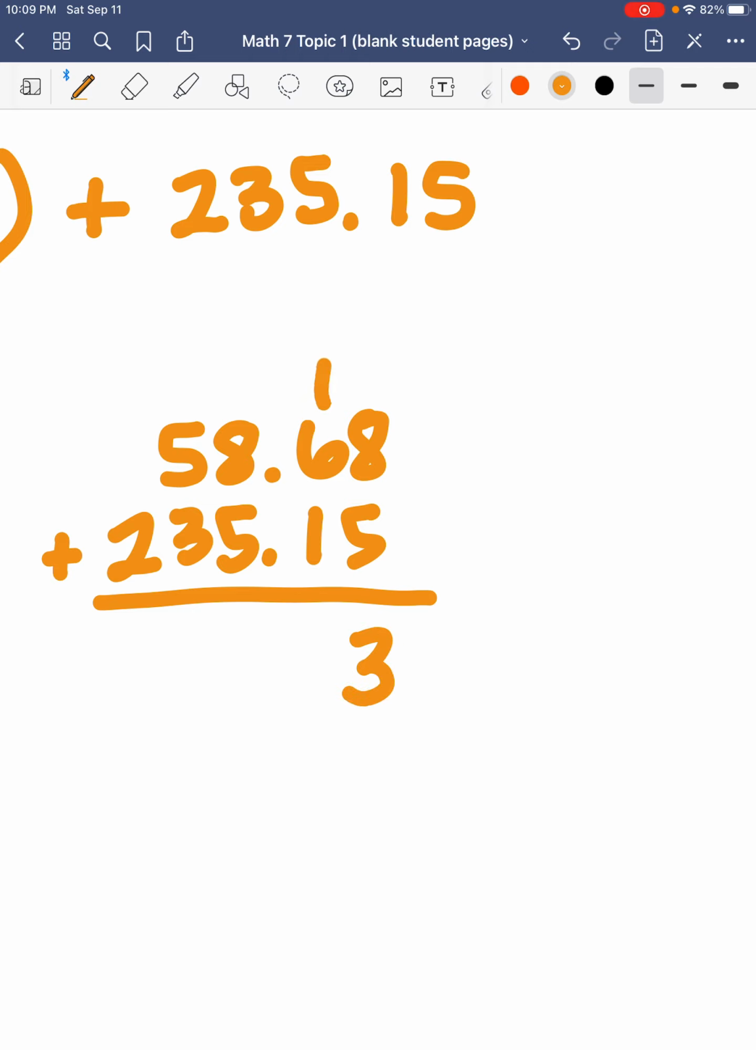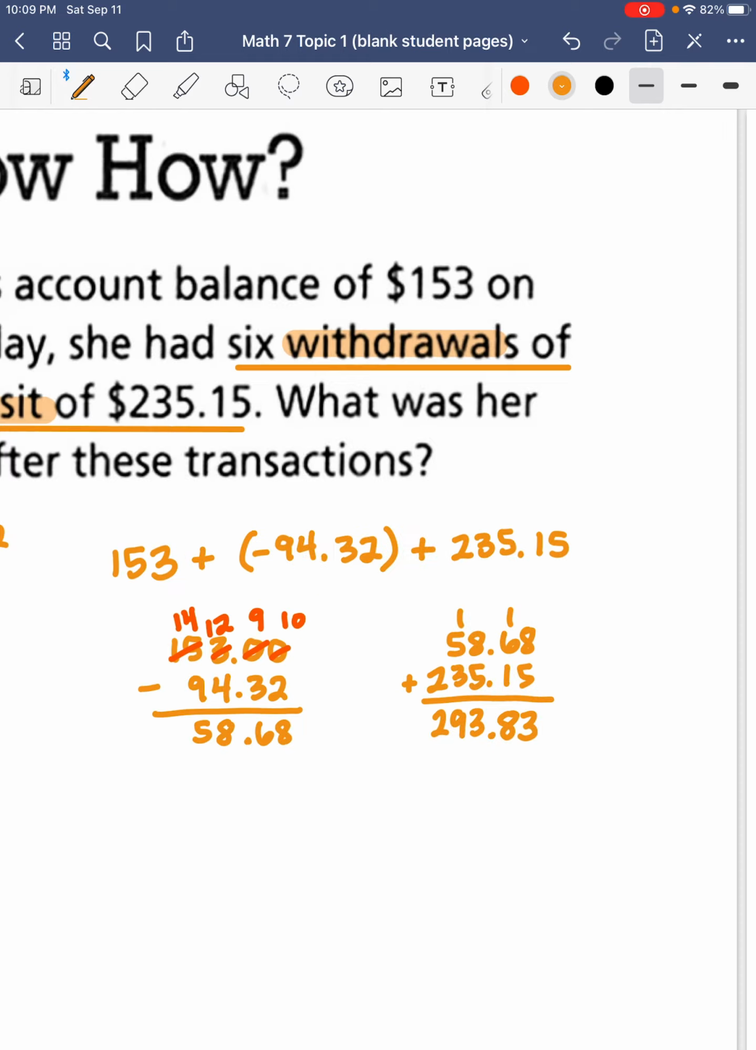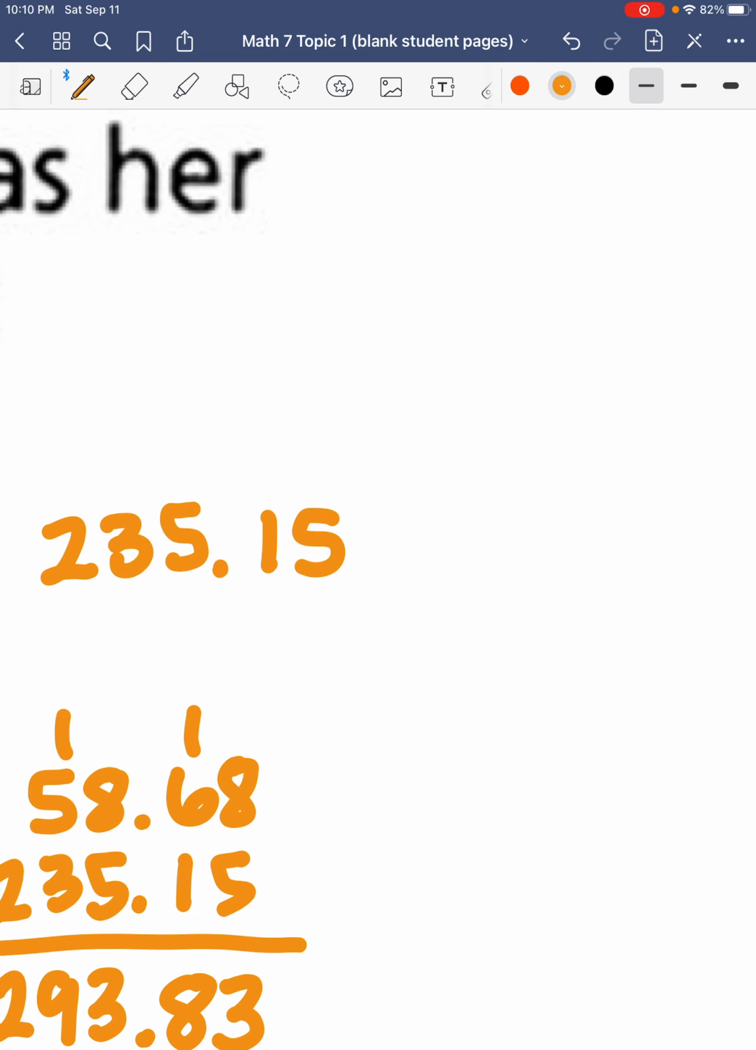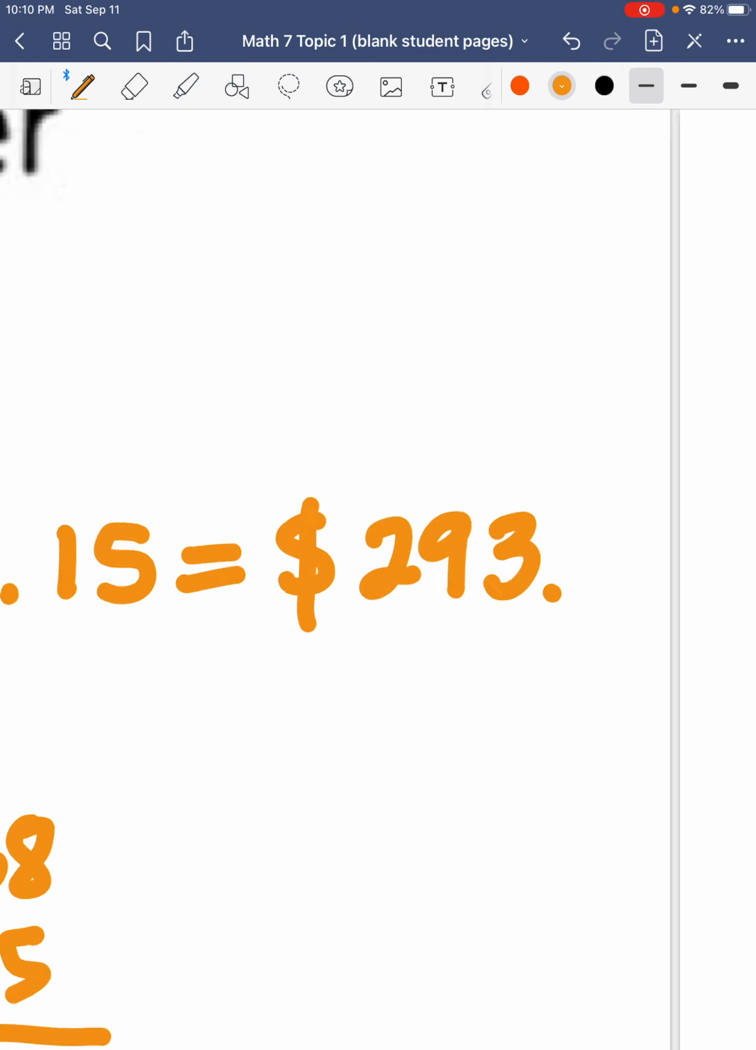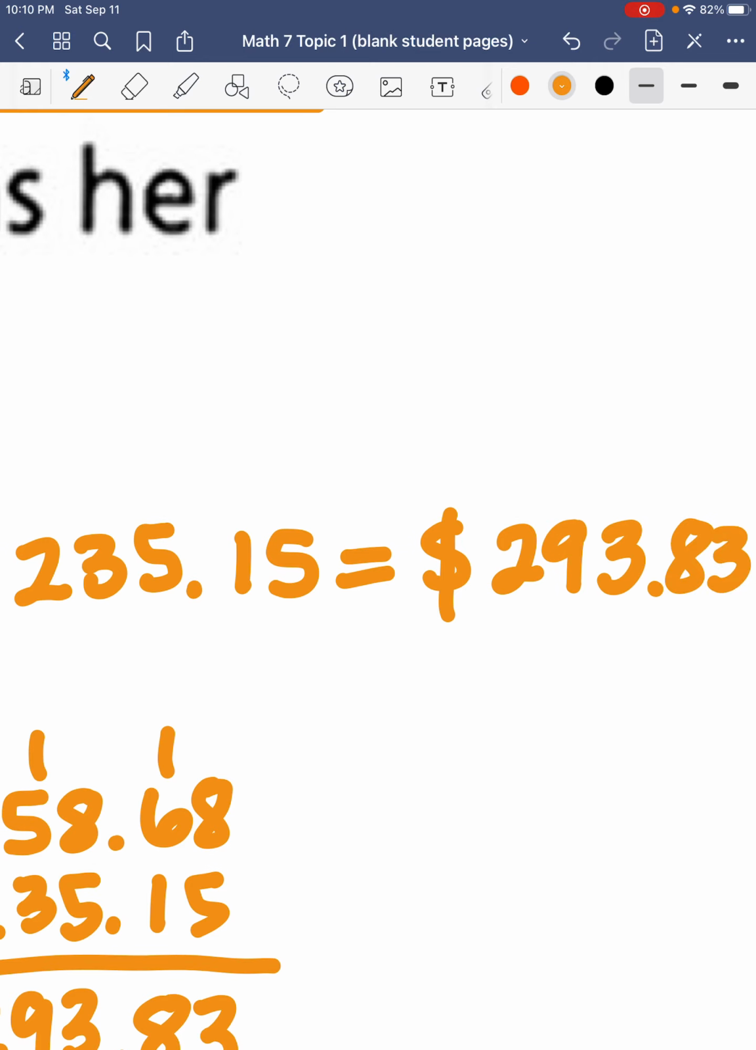6 plus 1 plus 1 is going to be 8. Bring down your decimal. 8 plus 5 is 13. 1 plus 5 plus 3 is going to be 9. And then I'm going to bring down that 2. So I get 293.83. And it should be positive. So the amount in her bank account after everything is said and done is 293.83. Oops, I'm running out of room. 293.83.